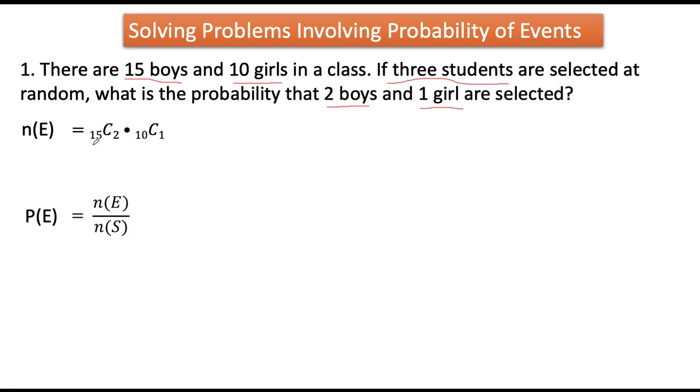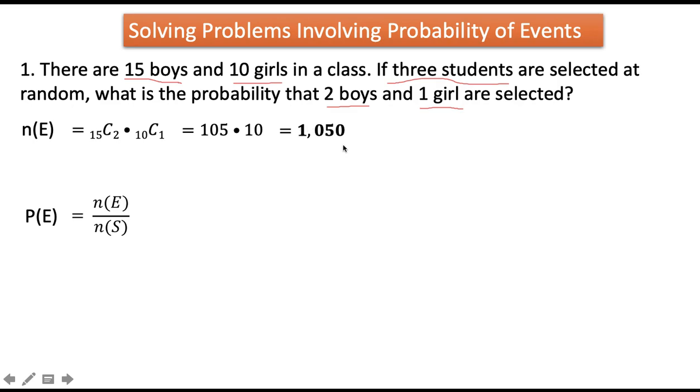Then simplify 15 combination 2, that is 105. 10 combination 1, that is 10. Then apply the fundamental counting principle, 105 times 10, and that is 1050. So this tells us that there are 1050 ways to form a group of 3 out of 25 students, 15 plus 10, 25, wherein that 25 students are composed of 15 boys and 10 girls, wherein the group of 3 that we want to make should consist of 2 boys and 1 girl.